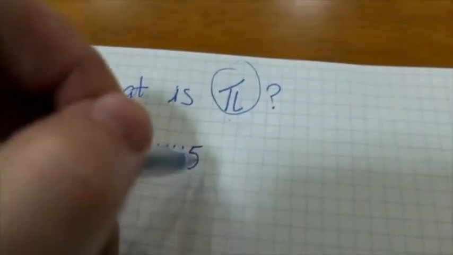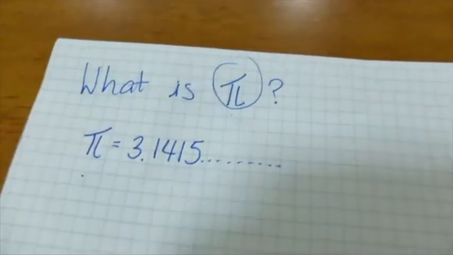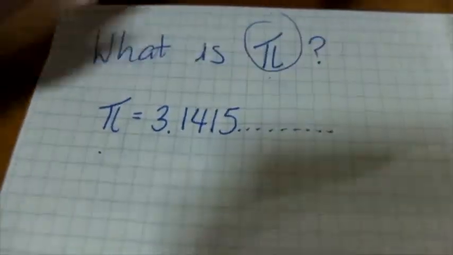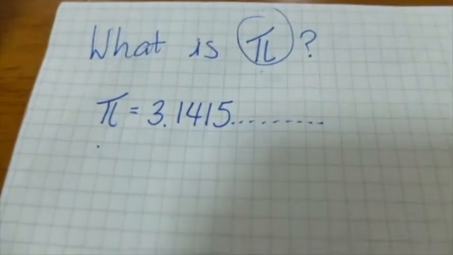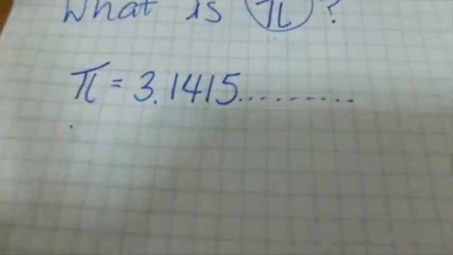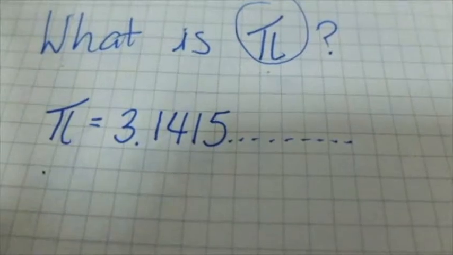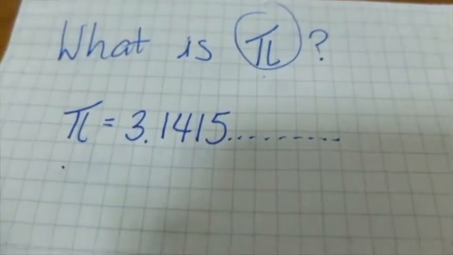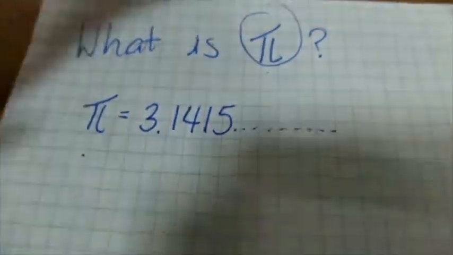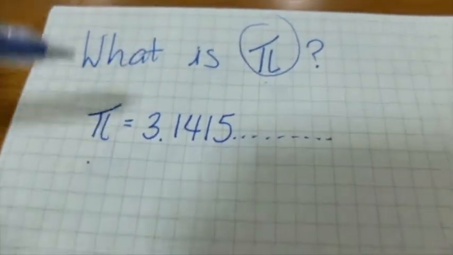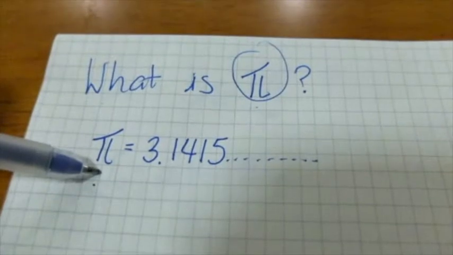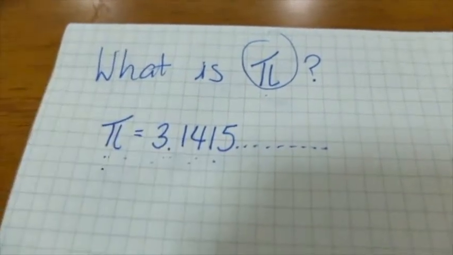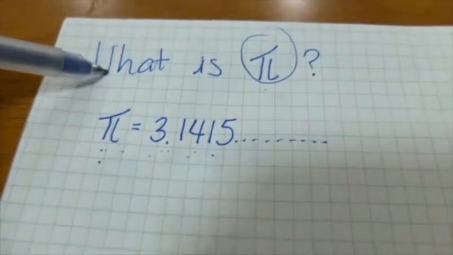3.1415, and it keeps going on and on, and it actually goes on. No one's ever been able to find out the complete number that pi equals. There are competitions around the world each year that see how many decimal places people can recall, but it's a number that continues on forever. So if we look on the internet, we see that pi equals 3.1415, but that doesn't really answer our question.